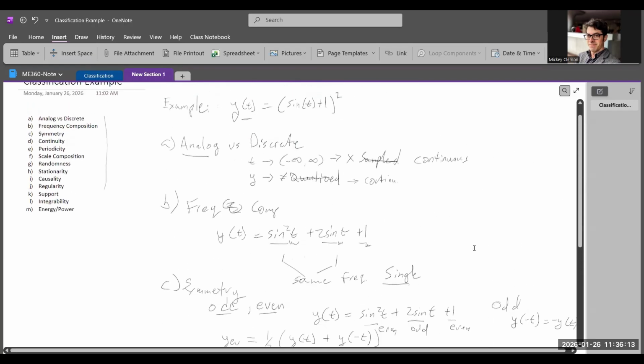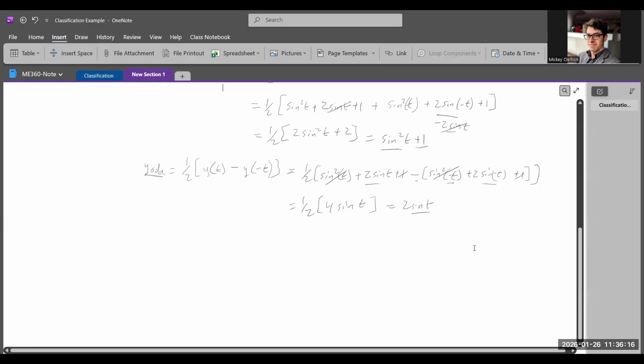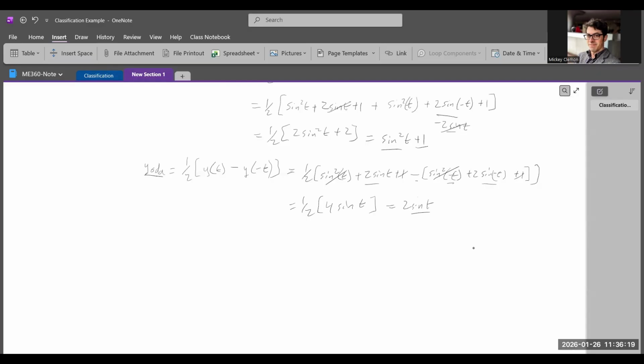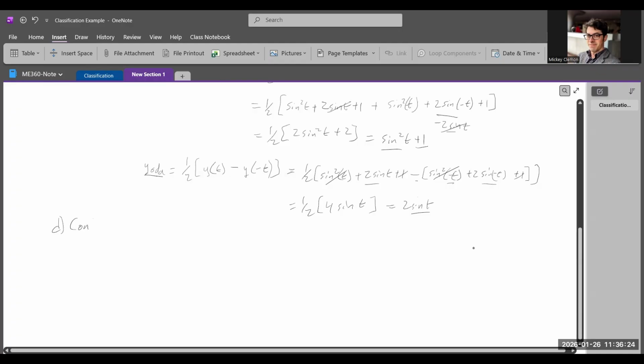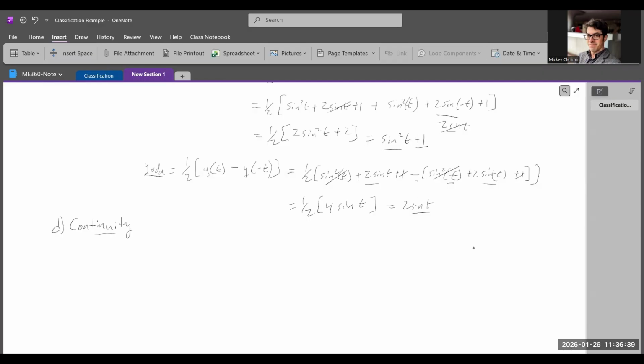Let's check what we're doing next. Continuity. So we'll do D for continuity. For continuity, we want no jumps, no infinite slopes. That's what we're looking for there. It's not discontinuous. There's no holes. So we have our function y of t equals (sine t plus 1) squared.